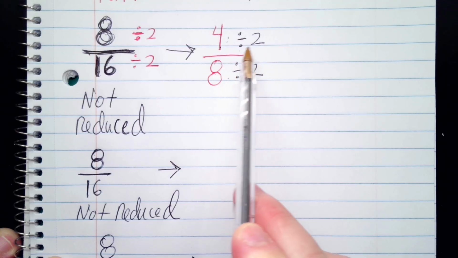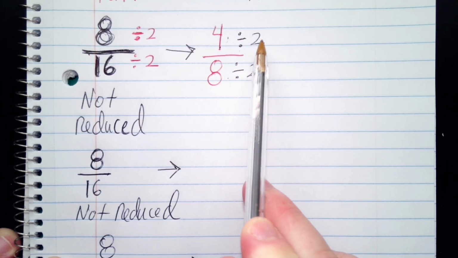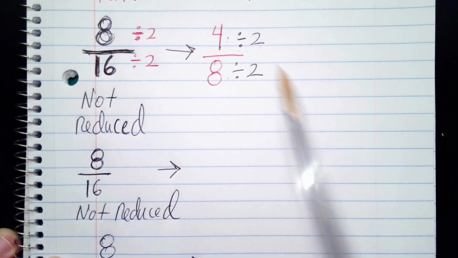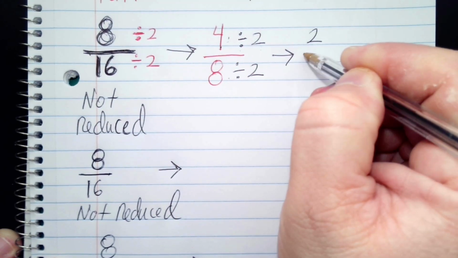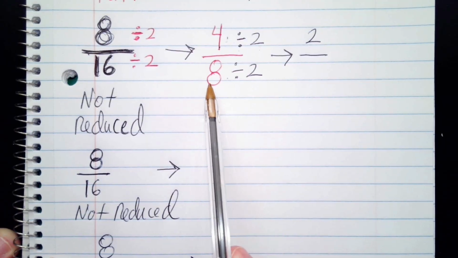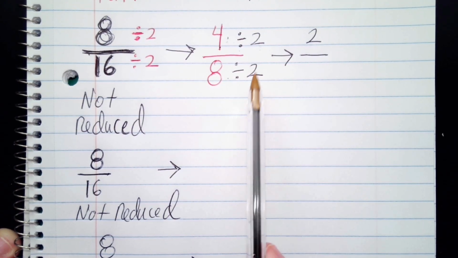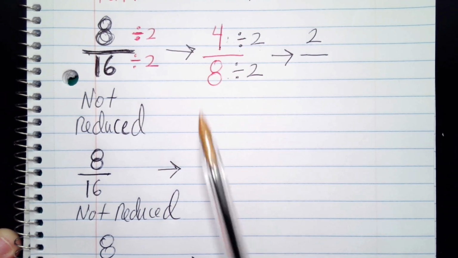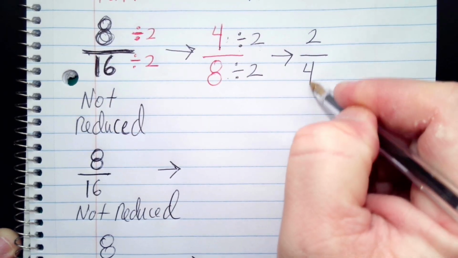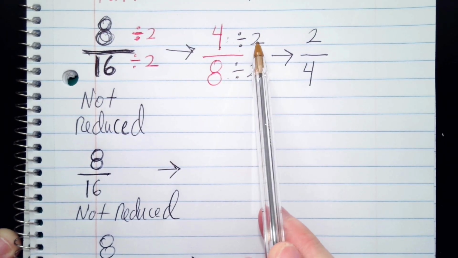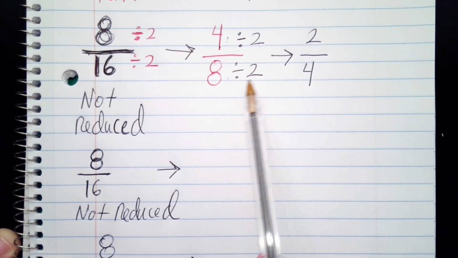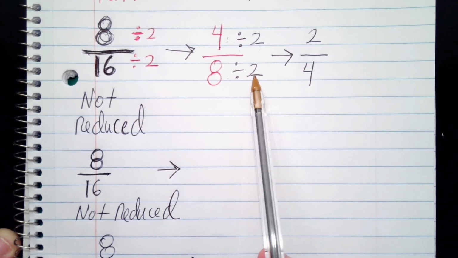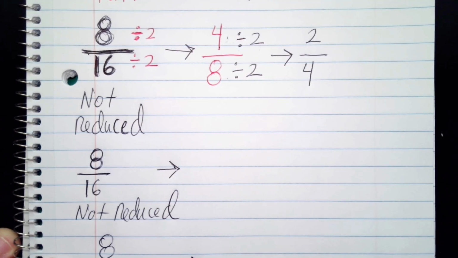So 4 divided by 2, or what number times 2 would give me 4? I know 2 times 2 would give me 4. So 2. 8 divided by 2, what number times 2 would give me 8? 4. And by the way, whatever number you divide in the top has got to be the same number you divide into the bottom. Okay, I want to make sure that's crystal clear for everybody.